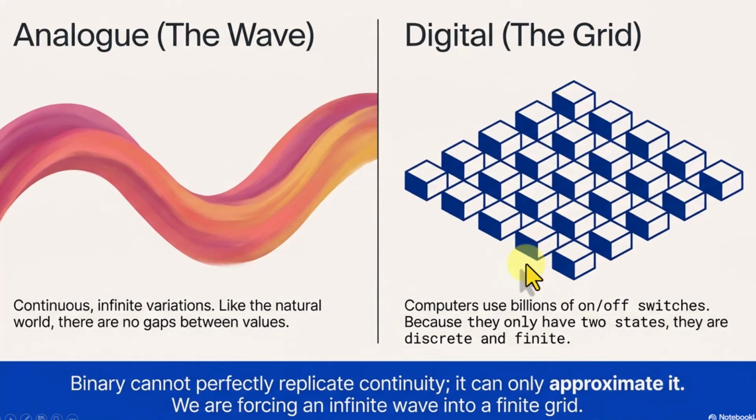And in computers, we just use billions of on and off switches because they only have two states. So they are discrete and finite. So you have to just know these two words, okay? Because you will have to use exactly these words for your exam. Discrete means separated, and finite means we have a limited number of different types of data. So binary cannot perfectly replicate continuity. It can only approximate it. We are forcing an infinite wave into a finite grid. So that is the main thing that we are doing in changing to binary.